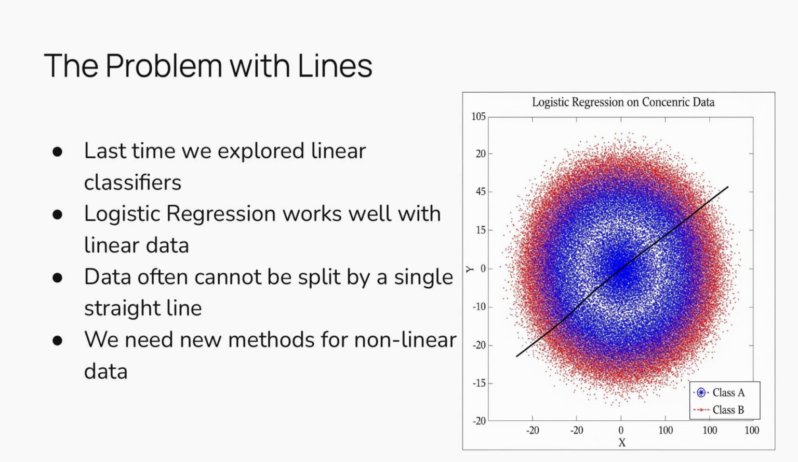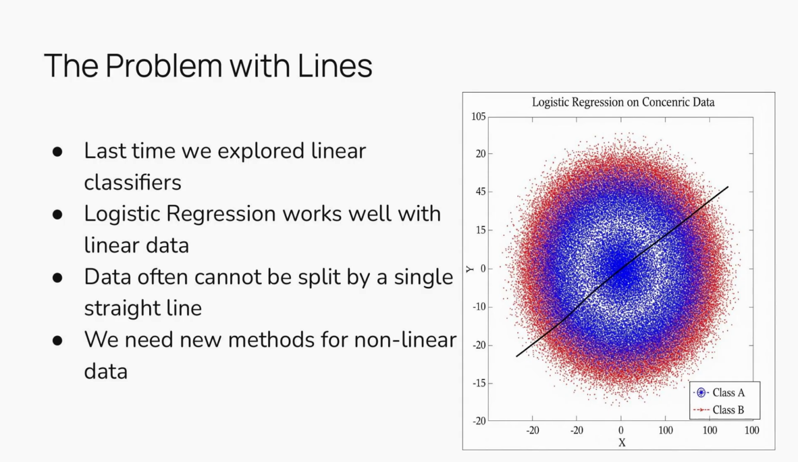Welcome back. In our last video, we mastered logistic regression. We learned it's a fantastic model that finds the best straight line, or linear boundary, to separate our data. But this leads to a critical question. What happens when our data isn't linear?